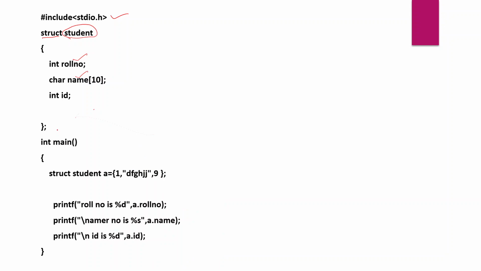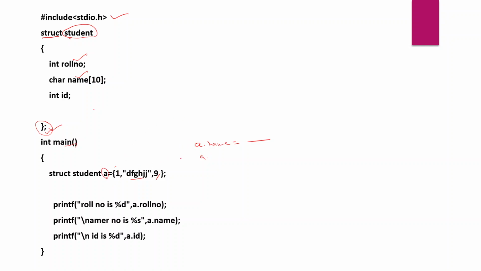Then you have to put a semicolon here. If you are using the struct keyword, then you have to write a semicolon after the curly bracket. Then int main. In this, struct student a is an object. Then you can give student roll number as 1, student name as xyz, and student id as 9. You can also give them one by one: a is the object, a dot name, you should write name here, then a dot.